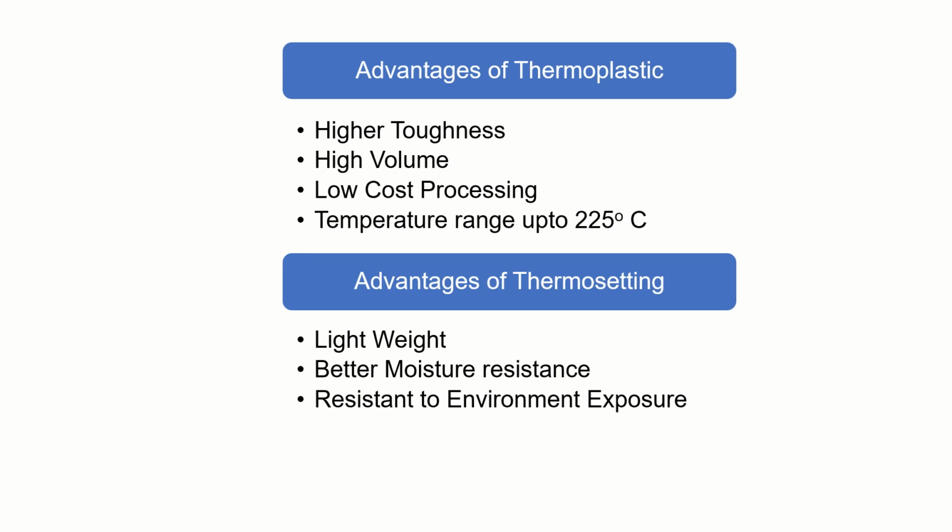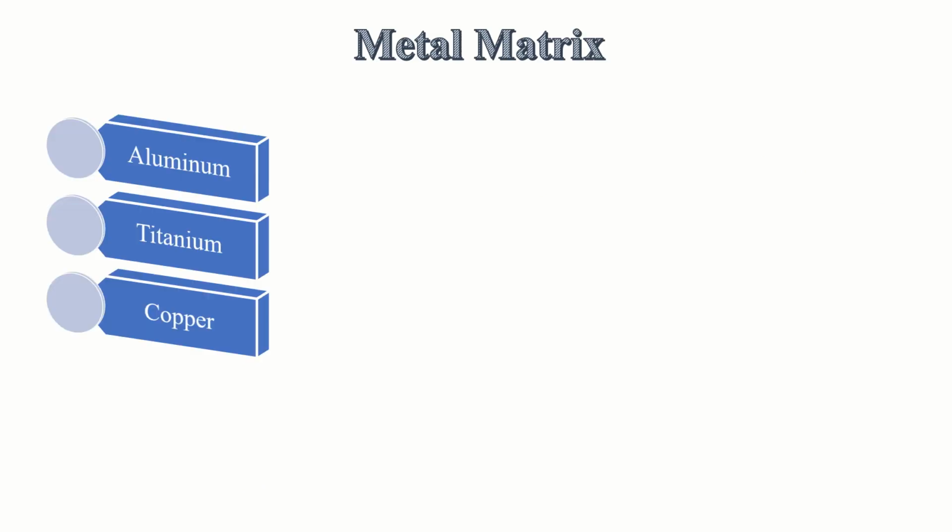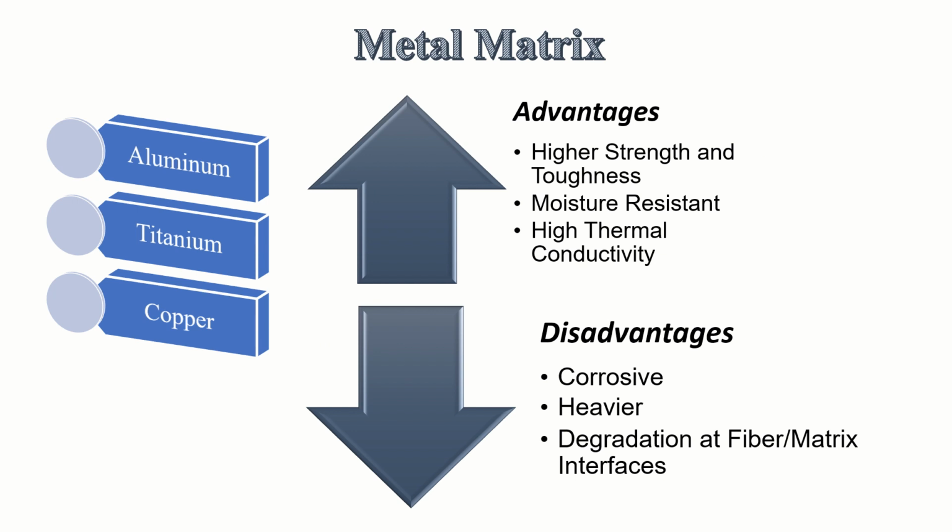So what are the advantages and disadvantages? These are a few advantages of thermoplastics and thermosets. Then what is metal matrix? Metal matrix is aluminum, titanium, copper. These are the three metals used nowadays. This has advantages as well as disadvantages. Advantages are high strength and toughness, and disadvantages are that it is corrosive and heavier.